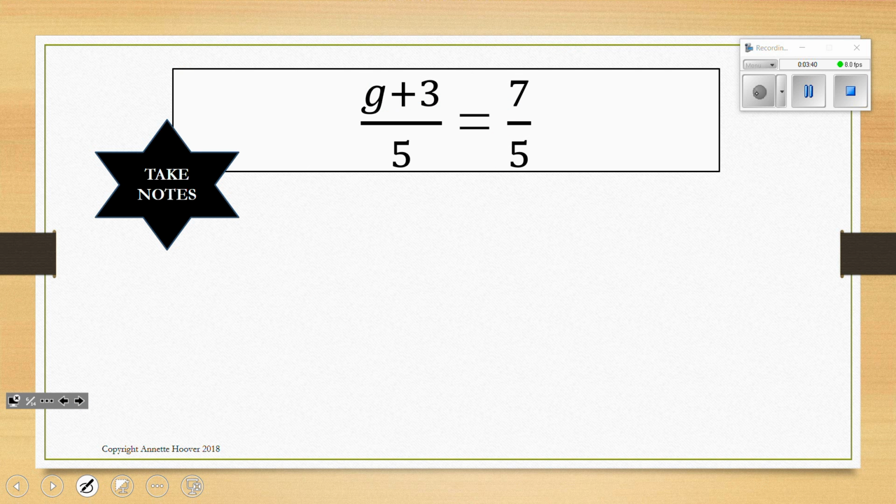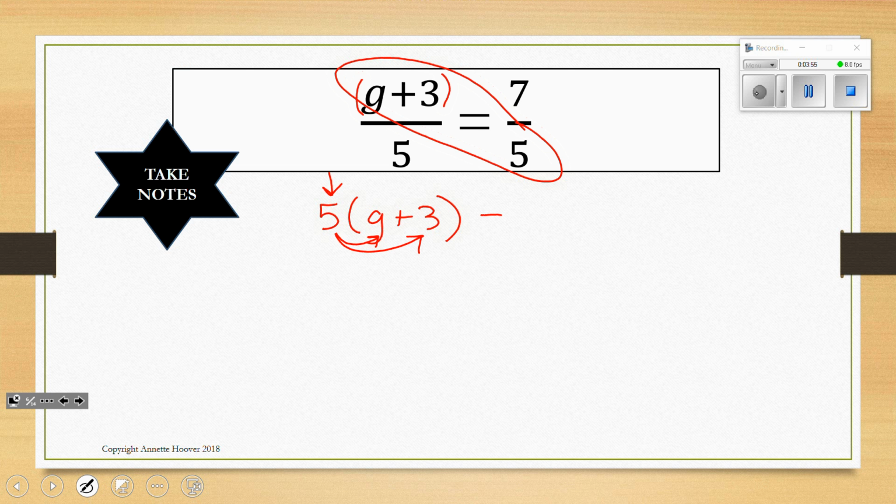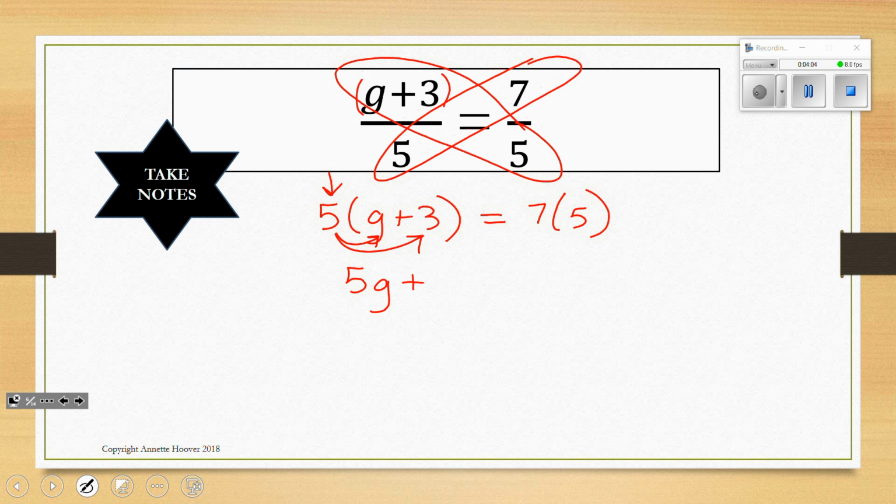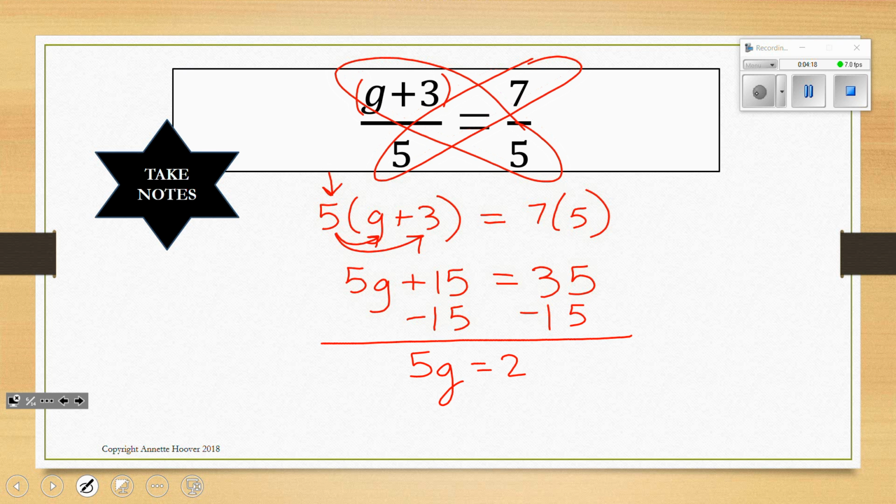Okay, again, we have an expression right here, so this time we have 5 times the sum of g plus 3. This time there is not a 1 outside here, there's a 5. So we're actually going to have to do the distributive property, and set that equal to our other diagonal, which is 7 times 5. So 5 times g would be 5g. 5 times 3 would be 15, equal to 7 times 5, which is 35. We have our two-step equation. We subtract 15 from both sides, and that would be 5g is equal to 20. So g in this case would be equal to 4.